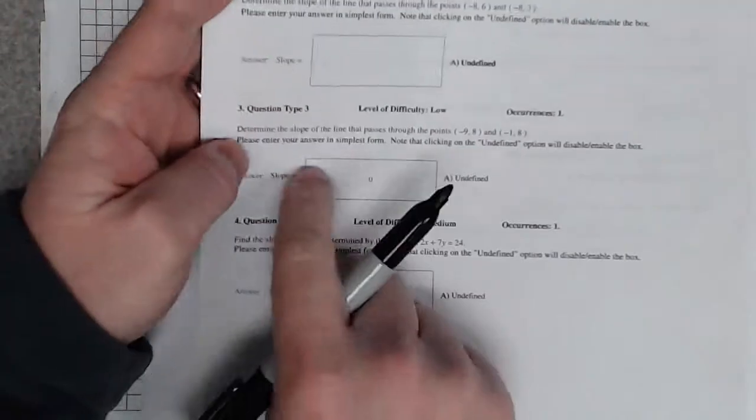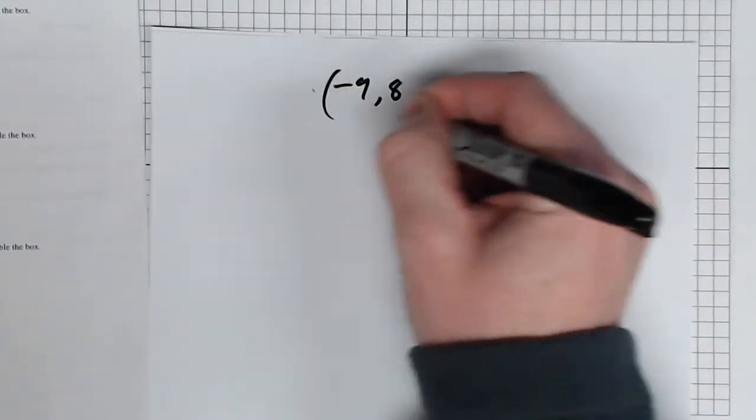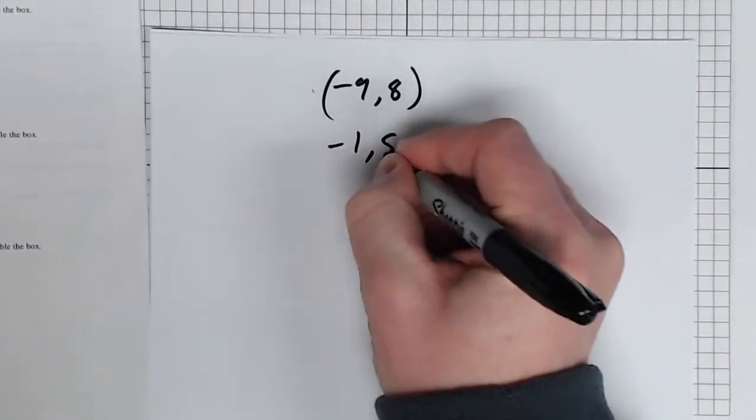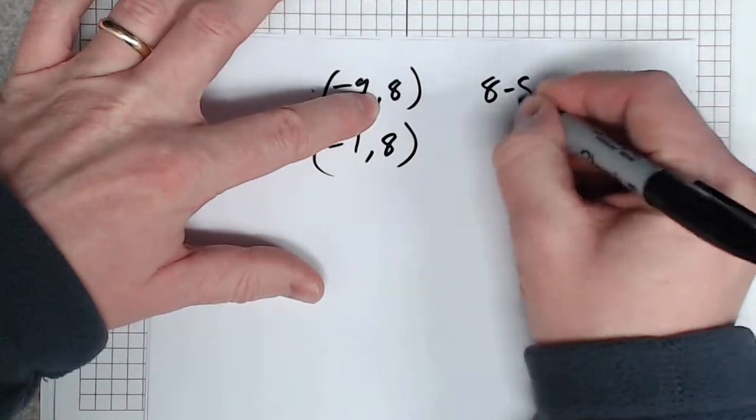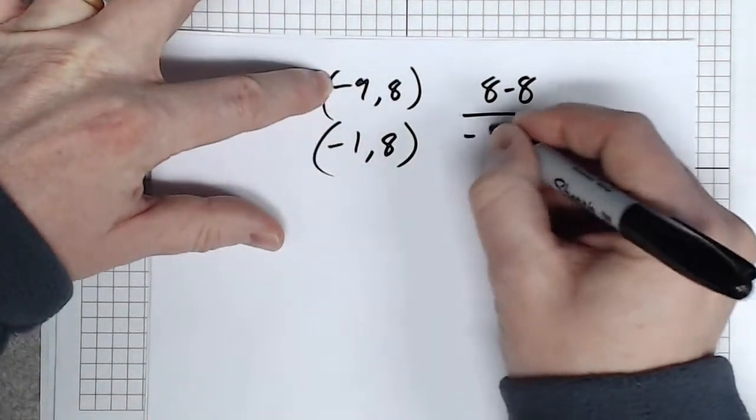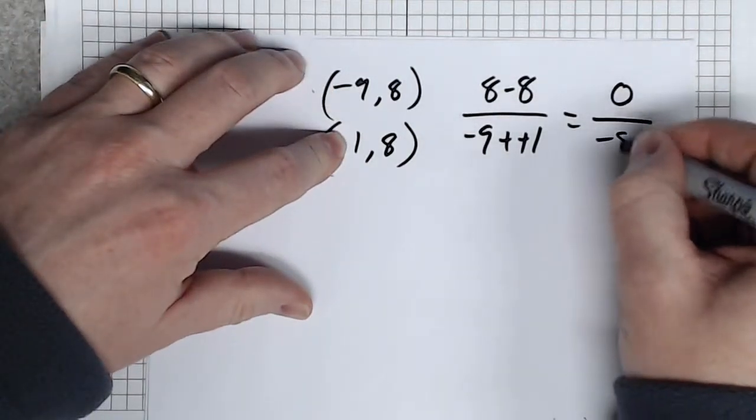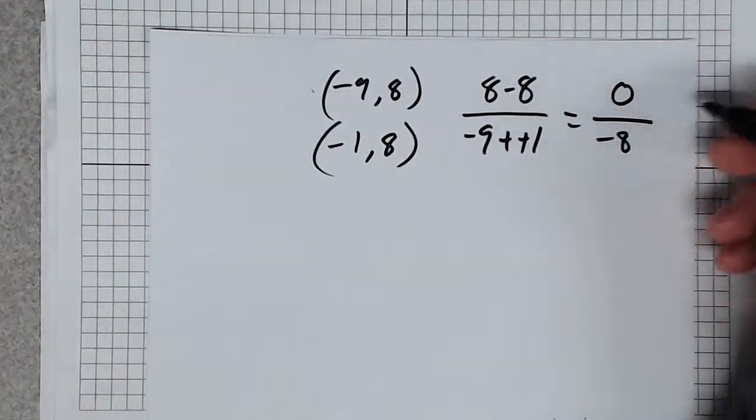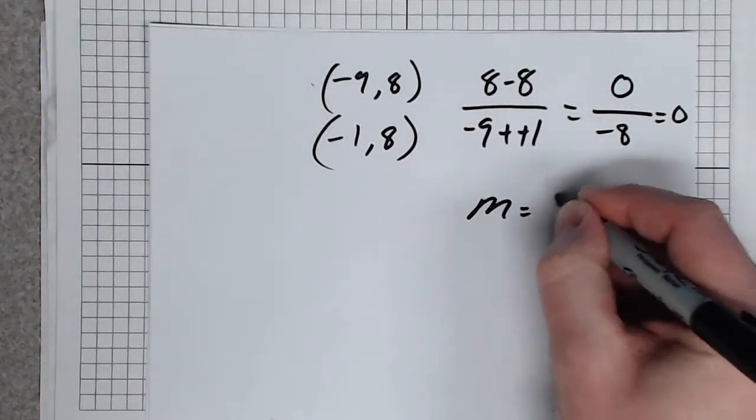Okay, let's do another one. Same question, just the points have changed. Determine the slope of a line that passes through the points (-9, 8) and (-1, 8). So if I subtract my y values, I get 8 minus 8 over -9 minus -1. That's 0 over -8. Well, now 0 divided by -8 is 0. So the slope of this is 0.